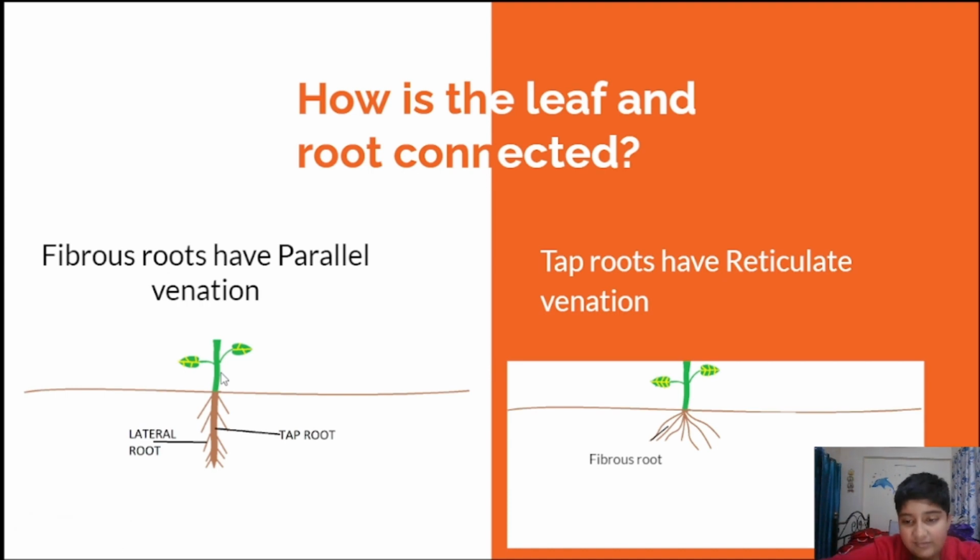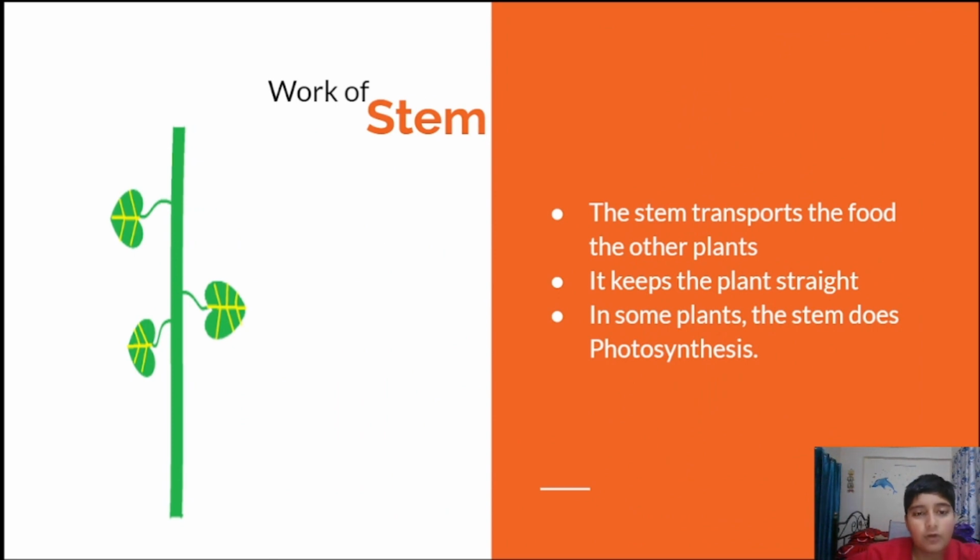The easy way to realize this is that the taproot and the fibrous root will be paired with one or the other kind of venation. So the fibrous root and parallel venation go together, while the taproot and reticulate venation go together. The easy way to remember this is that either the leaves or the roots will be organized and not look like a net.